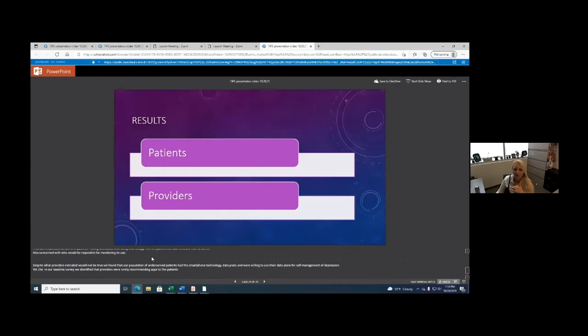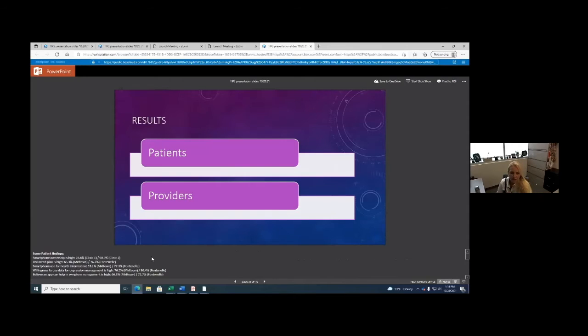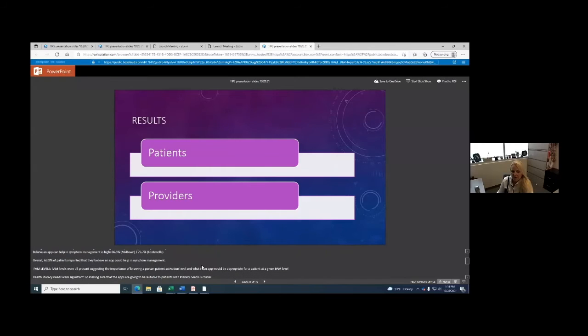And so with the results, we had quite a few results, but what was important to identify is that there was a significant portion of the population that had smartphones, that a majority of them had unlimited plans, and that they had an interest in using apps for seeking health information, and that they would be willing to use apps for depression related self-management. And they did believe that an app can really help them in their symptom management, which was important for us to fundamentally understand.